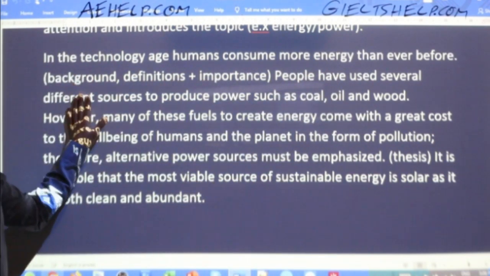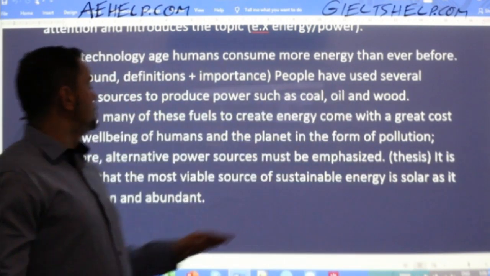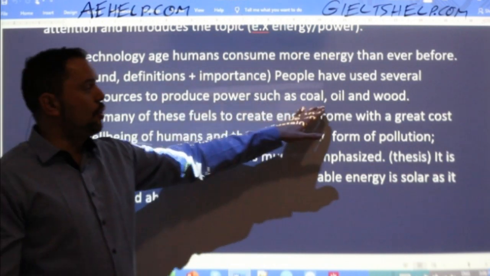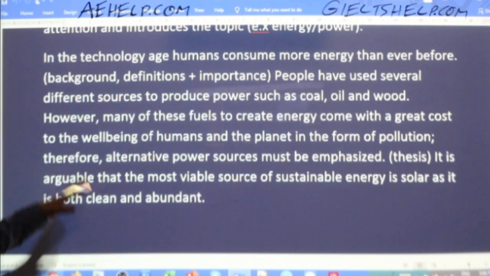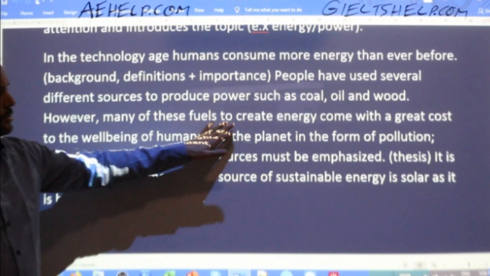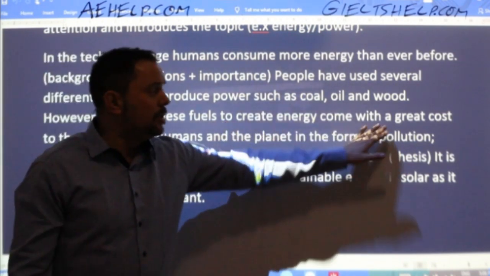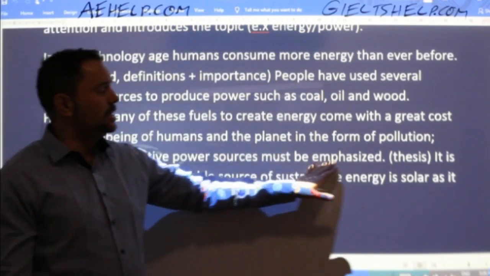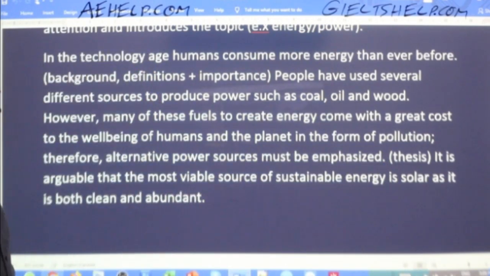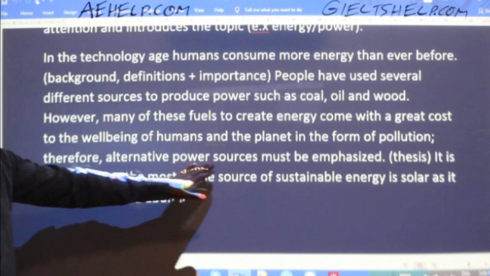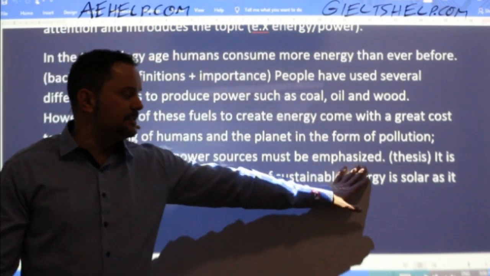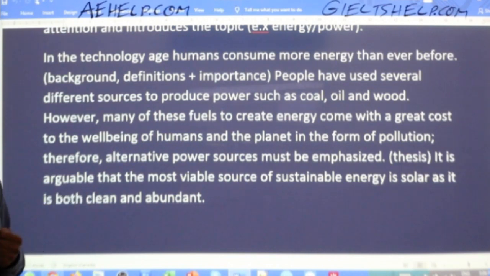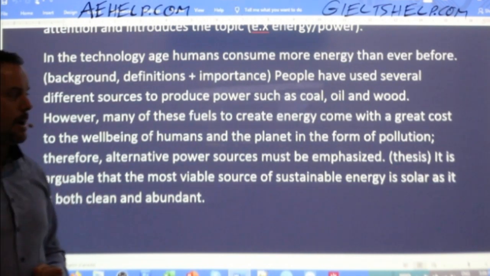Then comes the background. People have used several different sources to produce power, such as coal, oil, and wood. However, many of these fuels to create energy come with a great cost to the well-being of humans and the planet in the form of pollution. Therefore, alternative power sources must be emphasized. That's the background. It tells the reader what we're talking about and why we're talking about it.